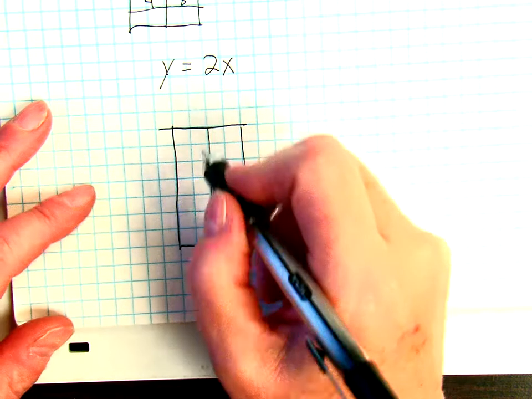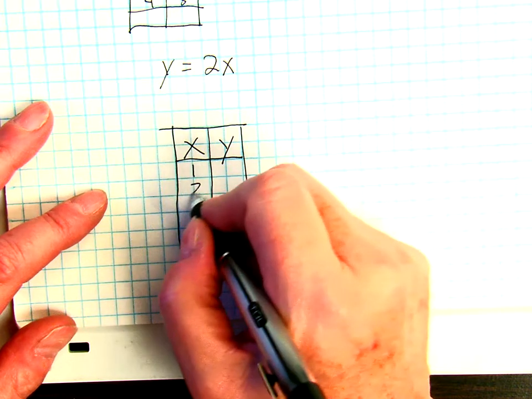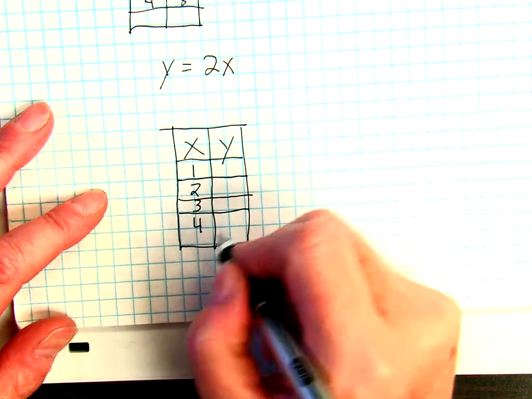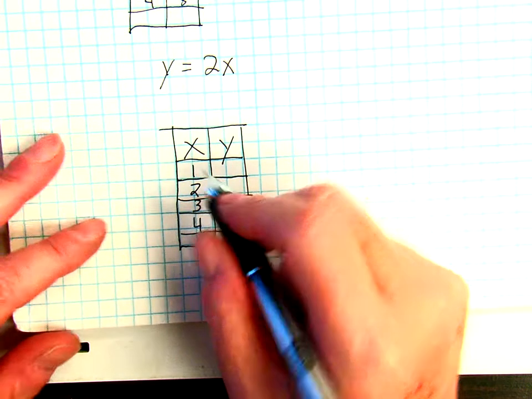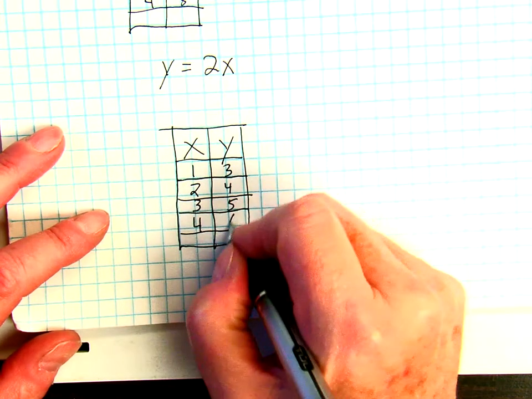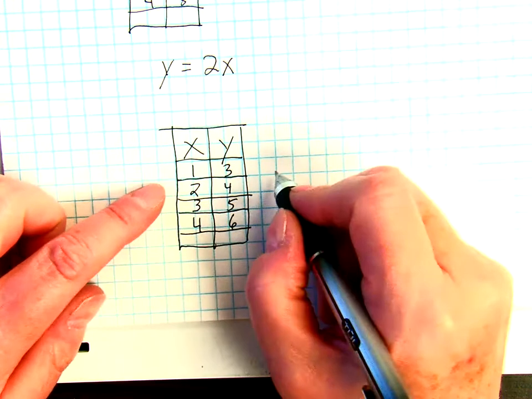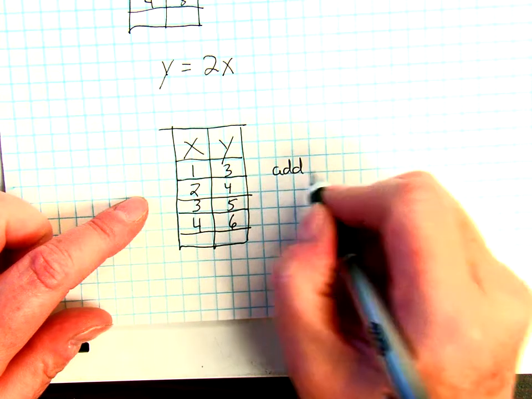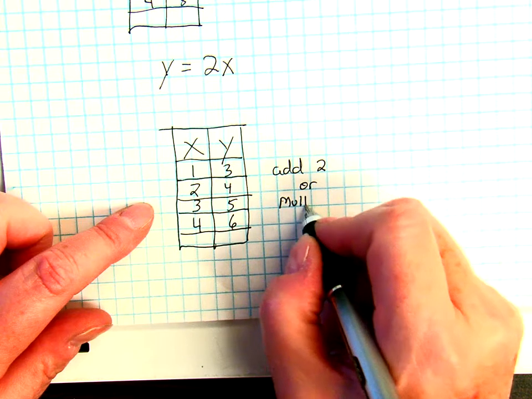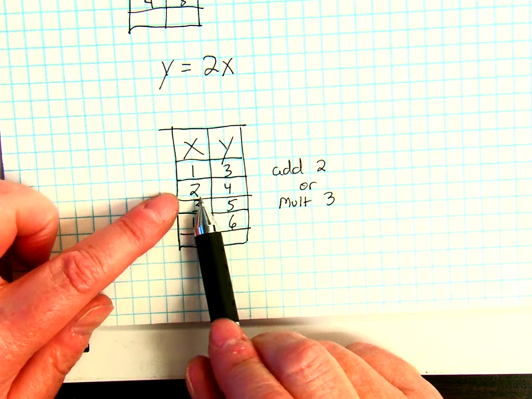And we've got, again, x and y. And we have 1, 2, 3, 4, and I once again have more slots, and I've got 3, 4, 5, and 6. Okay, so to get from 1 to 3, I am either going to add 2 or multiply times 3. So we go to our second one.